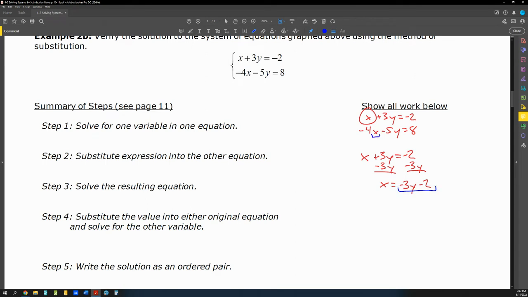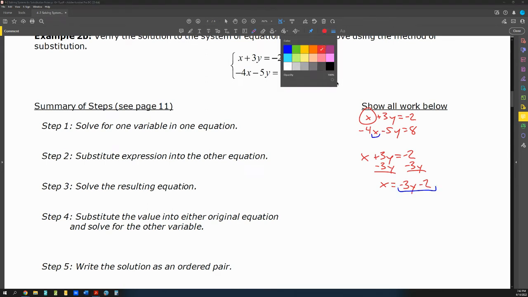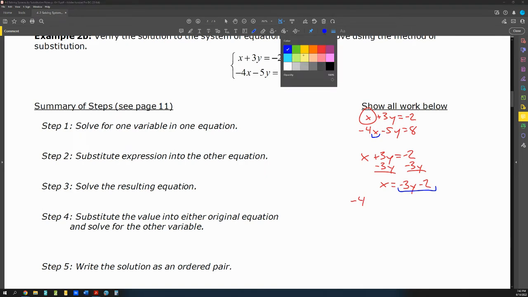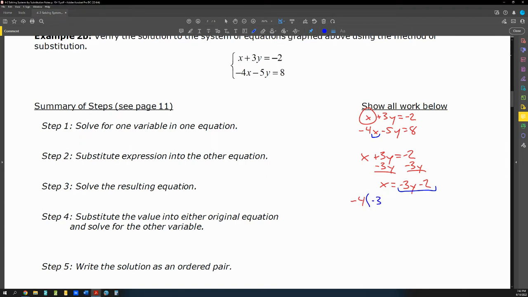And now what we can do is plug in negative 3y minus 2 into x in the other equation. So I'm going to plug it into the original here. So we have negative 4 times x. Well, x is negative 3y minus 2. And then we're going to finish off that equation. Minus 5y equals 8. Solving for y, we distribute negative 4. So negative 4 times negative 3 is positive 12y. And negative 4 times negative 2 is positive 8. And then minus 5y equals positive 8.